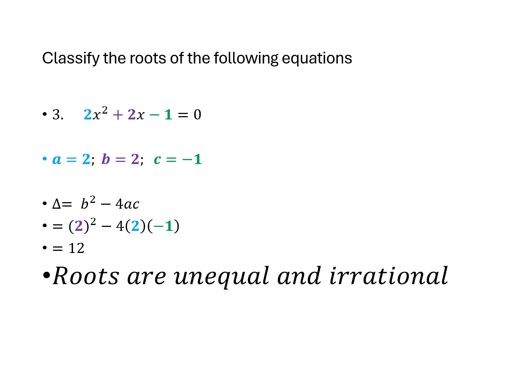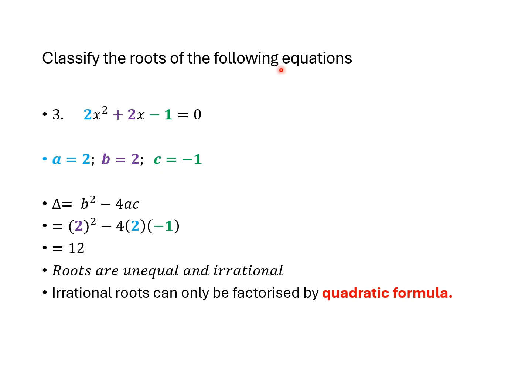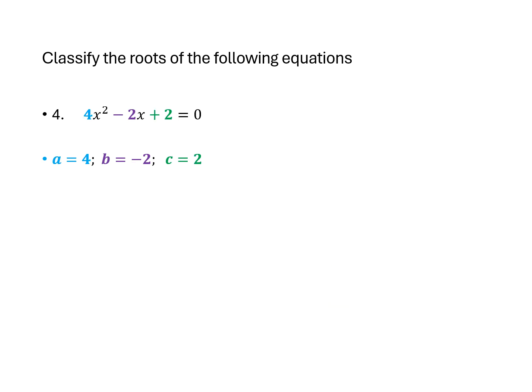Classify the roots. Remember, irrational roots can only be factorized by the quadratic formula. Because it's not a perfect square, it's irrational, and so if we factorize this equation to get the factors, I'm going to have to use the quadratic formula. Let's look at the next problem.